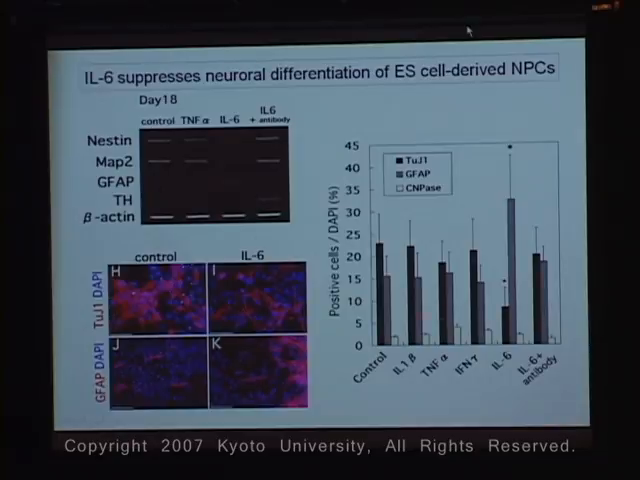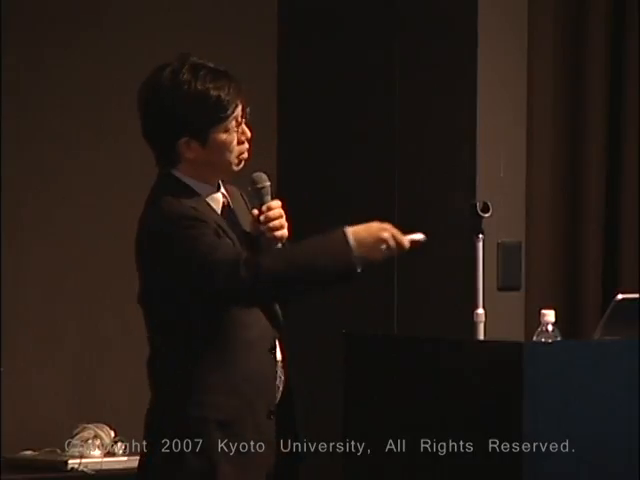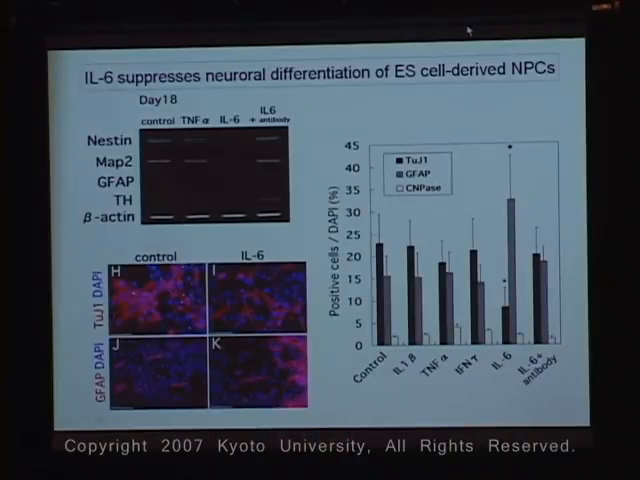And we found that only interleukin-6 increased the number of the GFAP positive cells and decreased the number of TUJ1 positive neurons. And the addition of antibodies reversed this effect. So this result suggests that IL-6 suppresses neuronal differentiation of ES cell-derived neural precursor cells. So now we are thinking about the suppression of IL-6 after the cell transplantation.